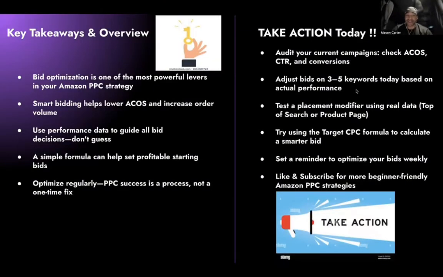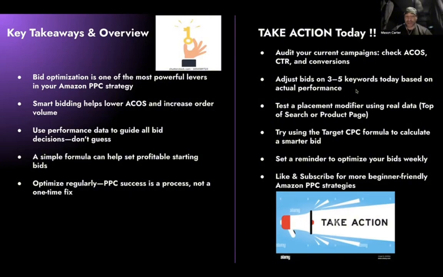On to the last slide here. I got the key takeaways and the overview, things I want you to take home with you. The very important parts of my presentation. And of course, I have some take action things for you guys to do today or in the future. Bid optimization is one of the most powerful levers in your Amazon PPC strategy. Like I said before, it's very important. Smart bidding is going to help you lower ACoS and increase order volume. Use performance data to guide all bid decisions. Do not guess, right? Don't be on your emotions seeing that 100% ACoS. Make a smart, informed decision based on the data.